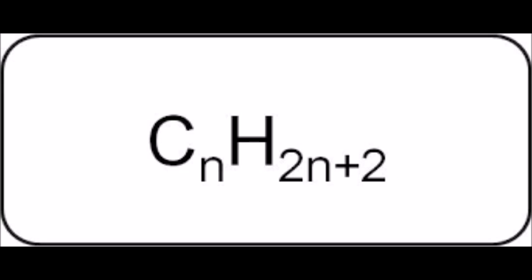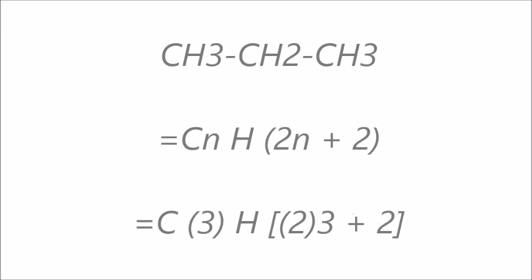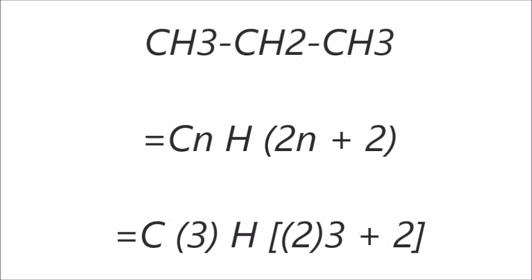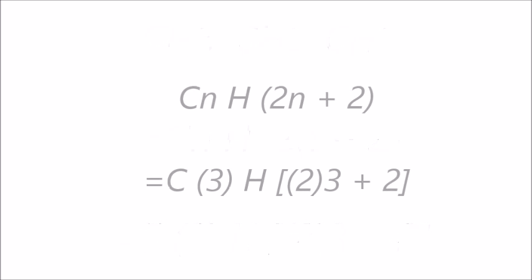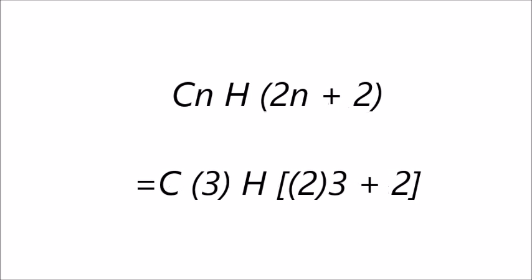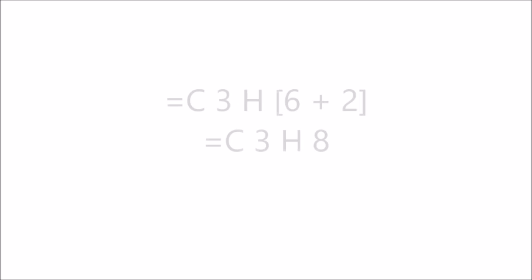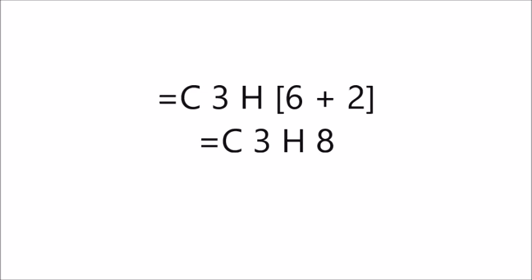In giving the molecular formula, you need to follow this. First, you need to find out how many carbons there are, because the number of carbons will be the substitute for N. After getting N, multiply it by 2 and add 2, just like the one in the formula. And then the sum will be the number of your hydrogen.